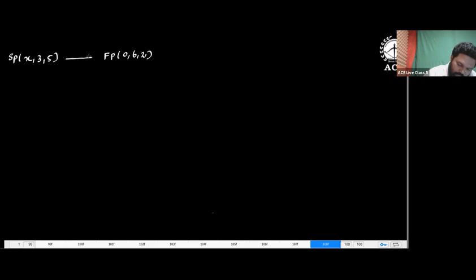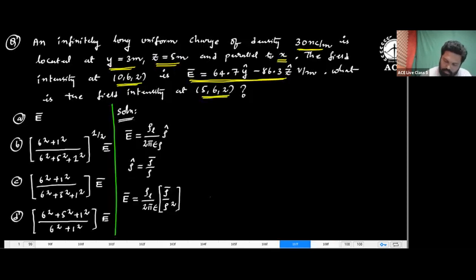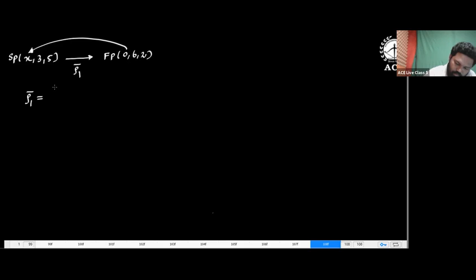To get a perpendicular distance, I'll call it rho 1 vector, I should maintain the same x value. So what happens to the perpendicular vector? Rho 1 vector here is equal to 0 minus 0, 6 minus 3, it is 3 y cap, 2 minus 5, it is minus 3 z cap. This is a perpendicular vector.